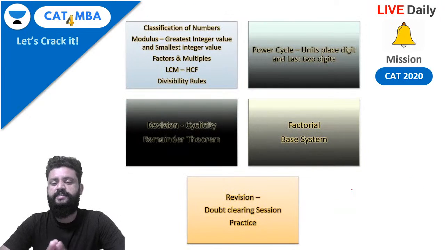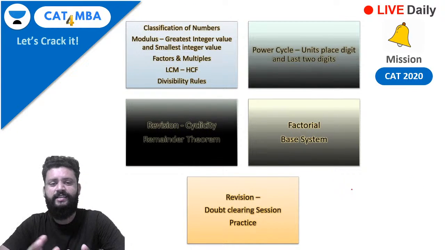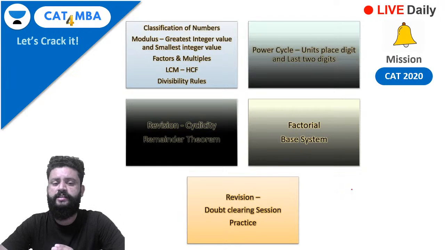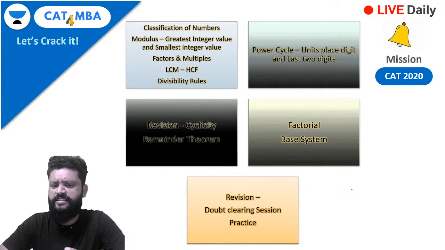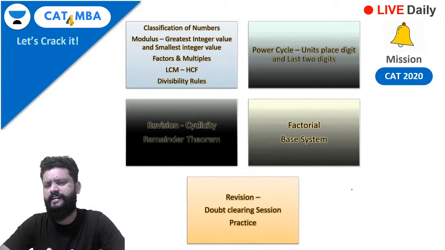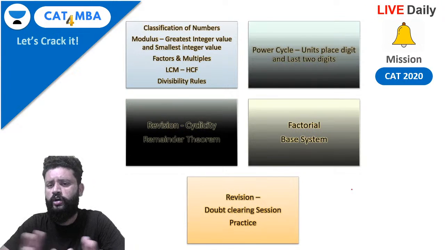So let's begin, guys. These are the 5 parts I'm going to cover in the next 5 sessions. The first session will include these things: classification of numbers, then modulus, greatest integer value, smallest integer value, factors, LCM HCF, divisibility rules. Second part of the numbers will be power cycle and units place digit, as well as the last 2 digits, right? Then third part will be the revision of cyclicity, and we'll do the remainder theorem mainly. And fourth will be factorial base system, and the last part will be doubt clearing session, in the sense it will be a miscellaneous of all these things.